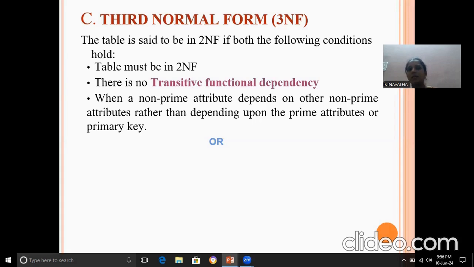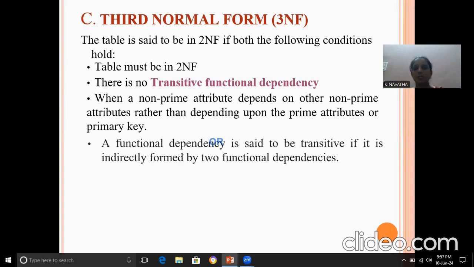A is telling B that I will be helpful in the exam, don't worry. B is also telling C, who is a non-prime attribute, that I will help for the exam. B is non-prime, C is non-prime, but A is prime, that is a unique value. A can help the non-prime, but a non-prime attribute cannot be helpful to another non-prime. So here is the condition: a non-prime attribute should depend on the prime attribute rather than on another non-prime attribute.